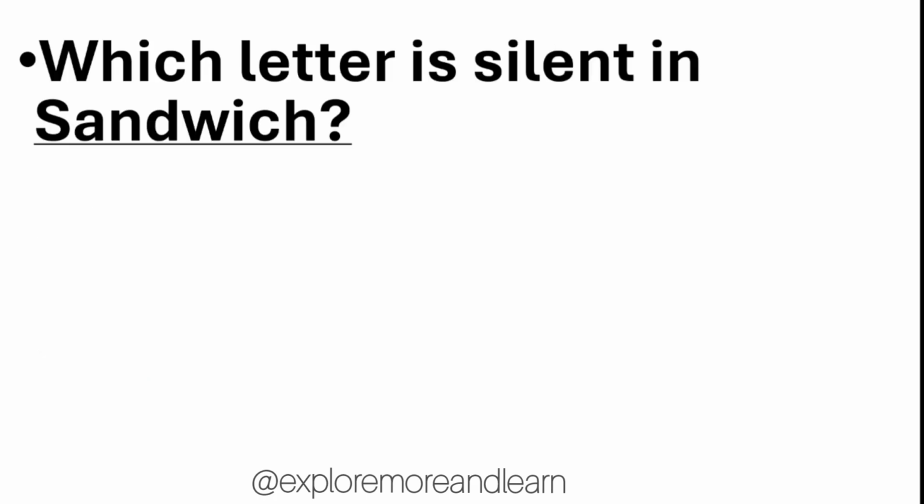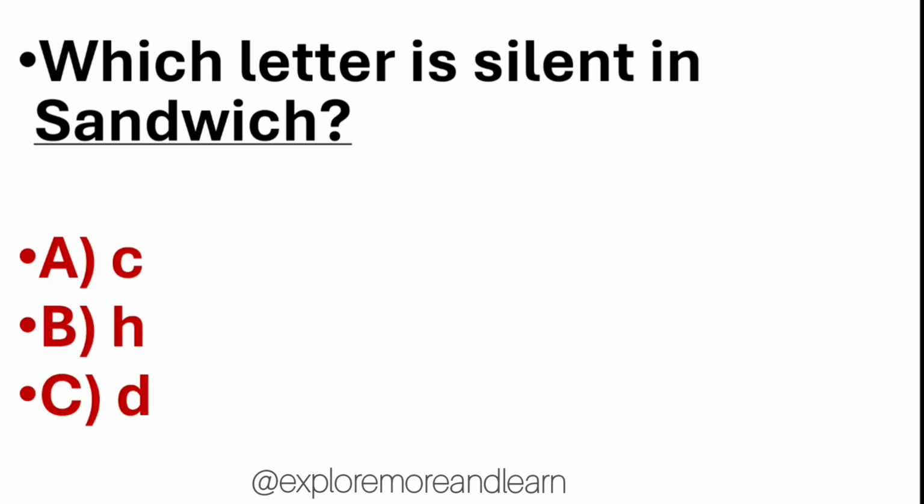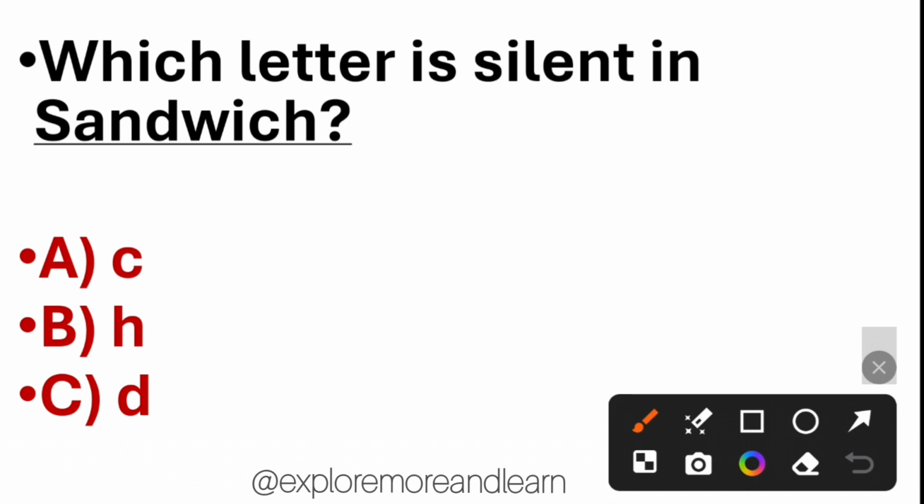Which letter is silent in this word? Letter C, H, or D? Okay, how do you pronounce it? Just pronounce it. Okay, sandwich or sandwich. Now I'll tell you the correct answer. In this word, letter D is silent. This is the correct answer. So you say sandwich, not sandwich. Okay, so letter D is silent here.